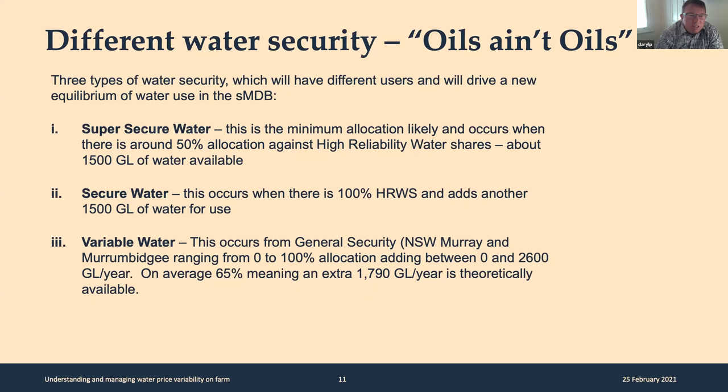Then we look at the next level of security, the secure water. That's between 50 and 100% of the high reliability, and adds another 150 gigalitres into the available pool. And then thirdly, the more variable water. This is the water against the general security entitlements in New South Wales, and it is, as we describe it, quite variable, 0 to 100%, going up and down. But on average, at a 65% allocation, around 1,800 gigalitres is, in theory, available through that entitlement. There are low reliability water shares in Victoria's system, and although they can potentially provide an allocation, ever since their inception there's only been a very small allocation against Murray low reliability. So effectively, it's not really a yielding entitlement, more of an entitlement used for carryover.